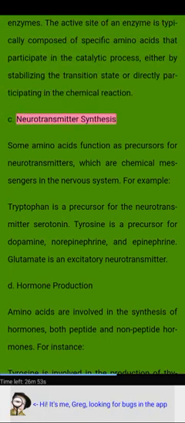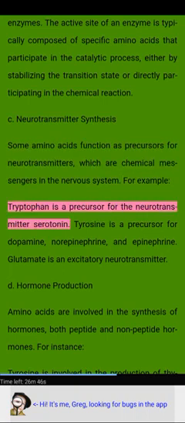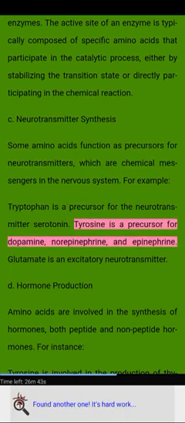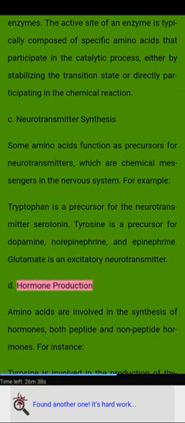C. Neurotransmitter synthesis. Some amino acids function as precursors for neurotransmitters, which are chemical messengers in the nervous system. For example, tryptophan is a precursor for the neurotransmitter serotonin. Tyrosine is a precursor for dopamine, norepinephrine, and epinephrine. Glutamate is an excitatory neurotransmitter. D. Hormone production.